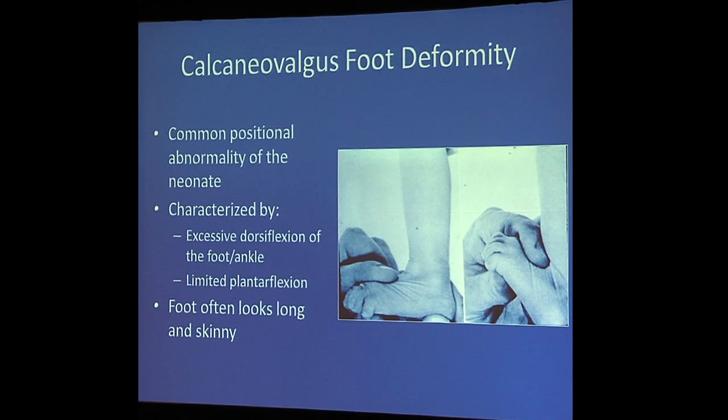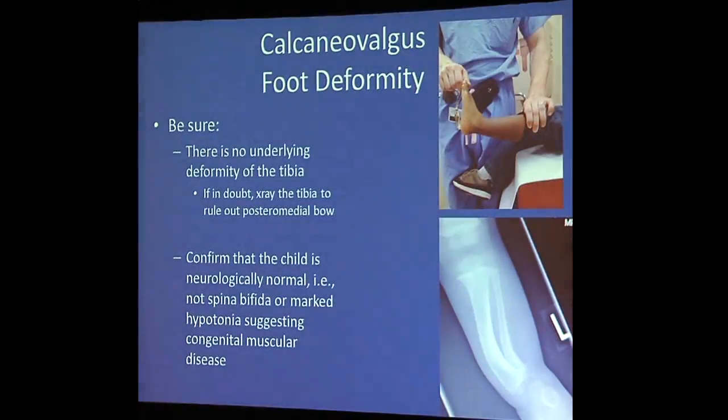All right. Now, moving on to positional deformities, the calcaneus valgus foot, and you guys know this can look horrifying. The foot is flat against the tibia with the heel pointed downward. The foot often looks long and skinny. This is pretty straightforward. You have to rule out a couple things. So a posteromedial bowing, this is a kid actually I saw not too long ago in our clinic.